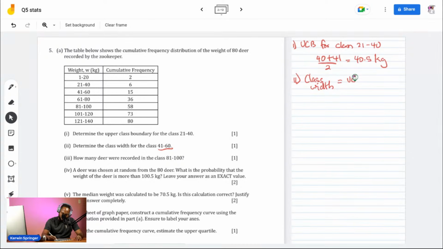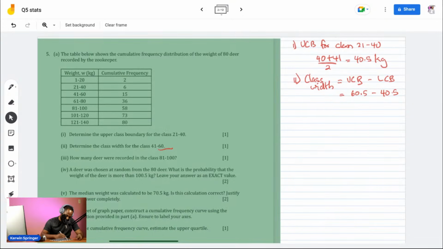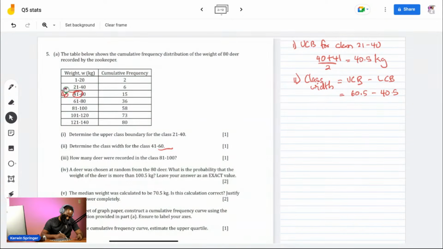It's the upper class boundary minus the lower class boundary of any class. The class you're interested in. So it'll be 60.5 minus 40.5. Agreed? Because the lower class boundary for 41 is 40.5 and the upper class boundary is 60.5. Tell me in the chat if you understand what I'm reading here.